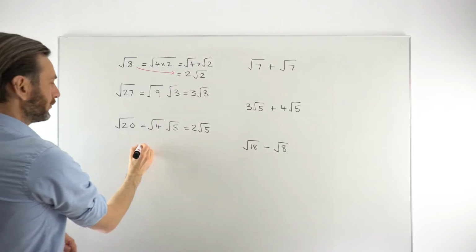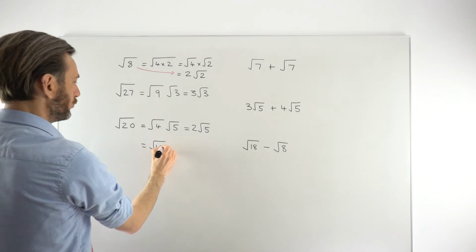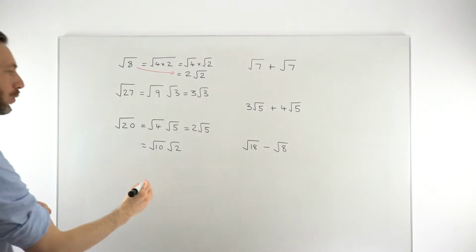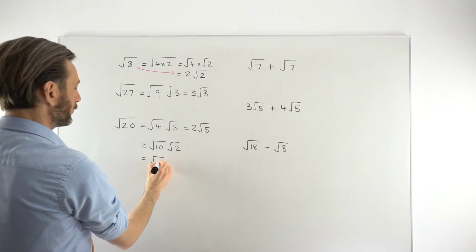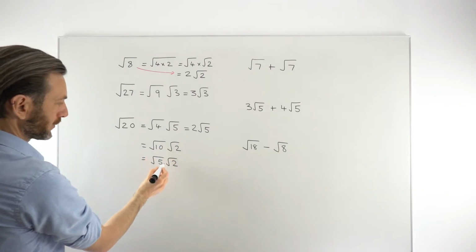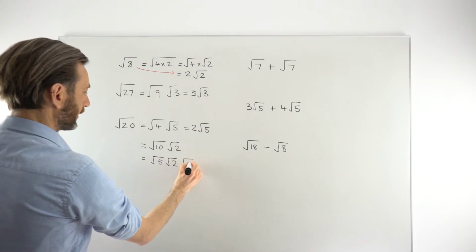Just to demonstrate, if we did go the other way, if we did make that root 10, root 2, we'll still get there eventually. It's just going to take a little more work. So the square root of 10 we can break down again. We can make that root 5, root 2. So that bit there is just for the root 10. We've still got the other root 2 on the end like this.